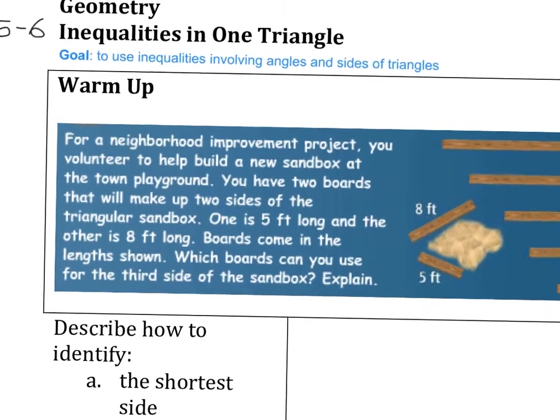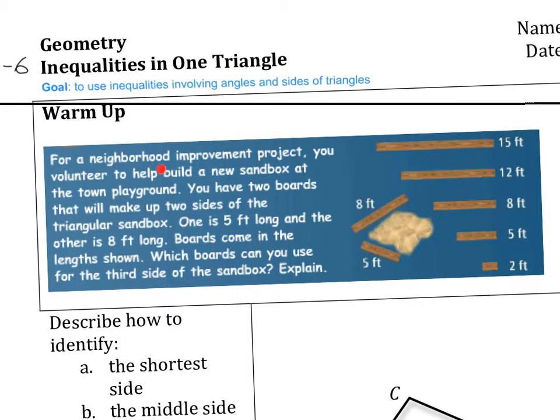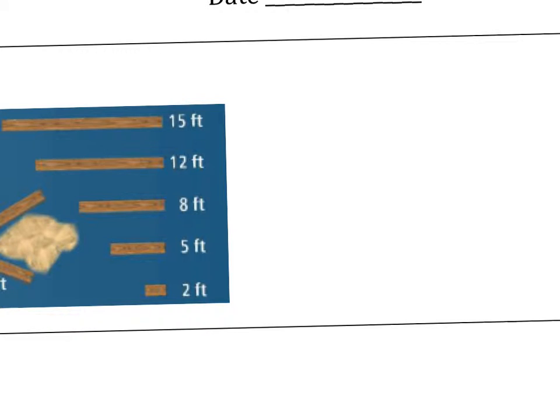So in this given warm-up problem, the Neighborhood Improvement Project, you volunteered to help build a new sandbox at the town playground. You have two boards that will make up two sides of a triangular sandbox, which is unusual, I understand, but let's just go with it. One is 5 foot, so here you have 5 foot, and here's 8 foot. And here are the types of boards that you can have: 15, 12, 8, 5, and 2. Which boards can you use for the third side?